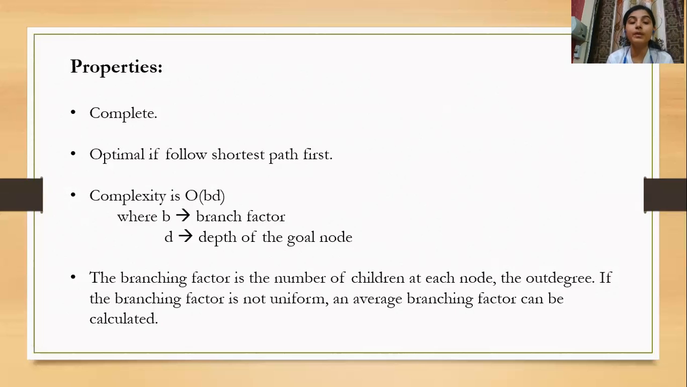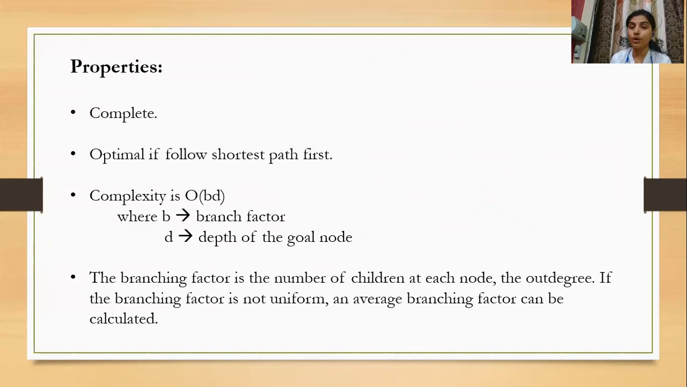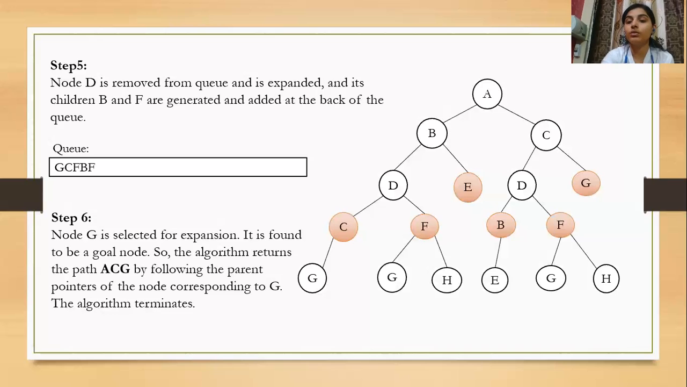The complexity of BFS is big O of b^d, where b is the branching factor. Branching factor is calculated using the number of children. We can see that A has two children, D has two children, but E does not have two children. So if we do not have uniform children, then we can calculate the average branching factor. And here d stands for the depth of the goal node, where the goal node is located.